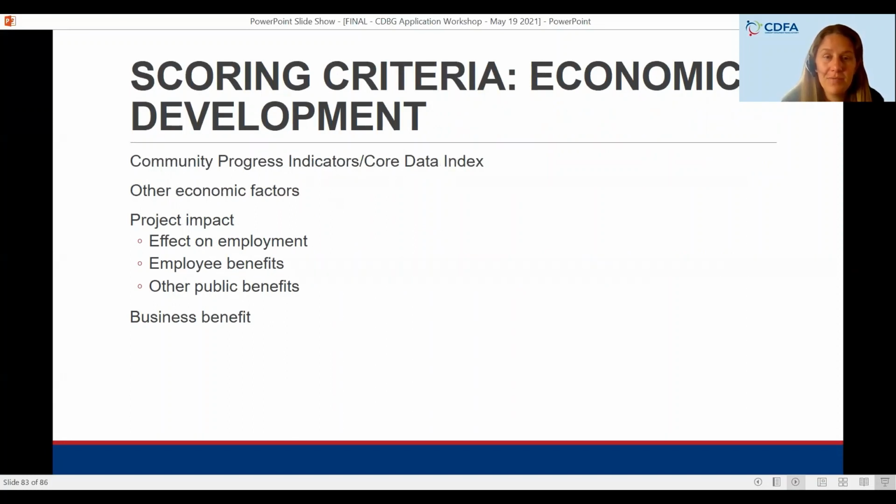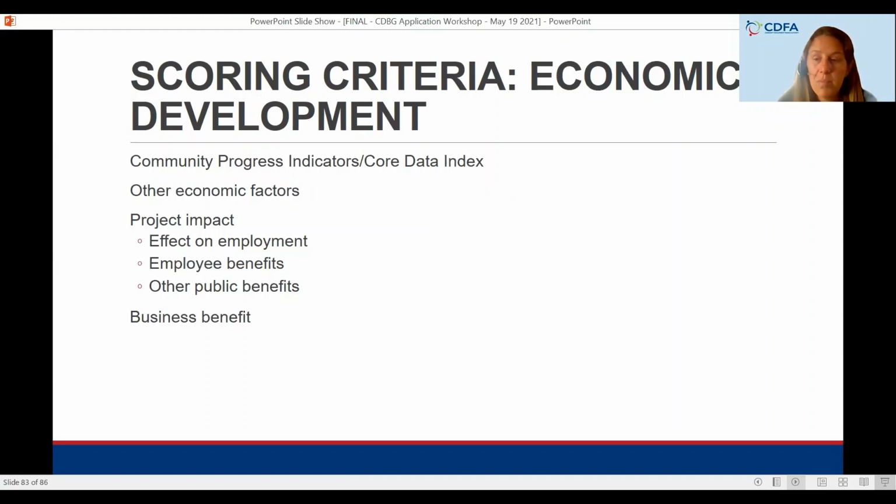And then economic development, we've made no changes at this time to the economic development scoring. So the scoring is similar to years past, and it's a score based on the community progress indicators, that core data index up to 70 points. We then look at other economic factors, which are data based.